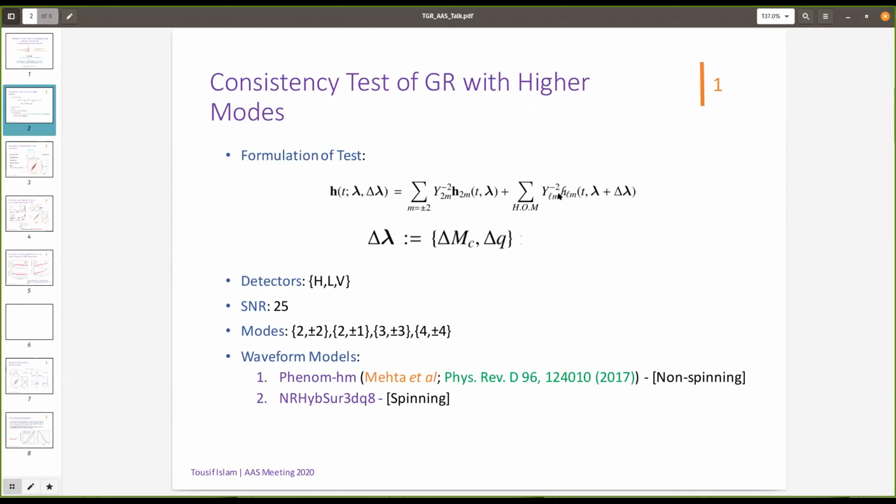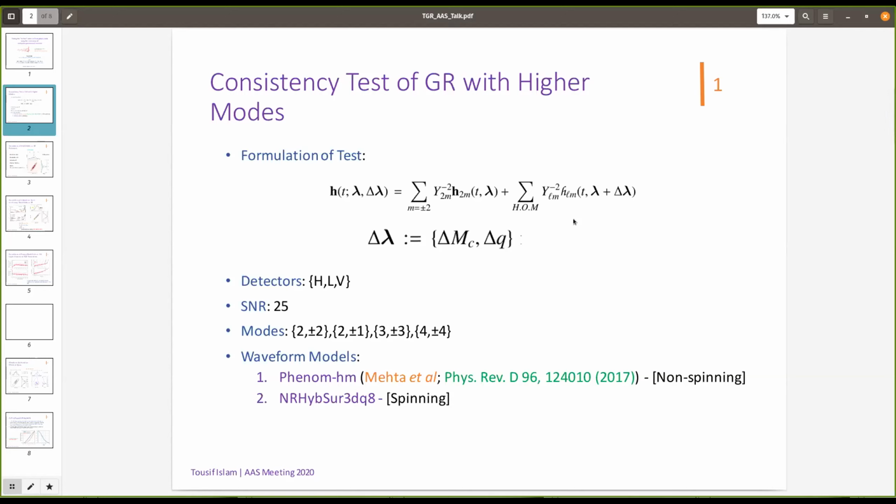In higher order modes, you have all other modes for L equal to 3, 4, and so on. Now, in the 2-2 mode, we have the intrinsic parameter lambda. Lambda is basically the chirp mass and mass ratio of the system, which gives you a sense of the masses of the two binary black holes. And in the higher modes, apart from having lambda, we also introduce a deviation parameter called del lambda.